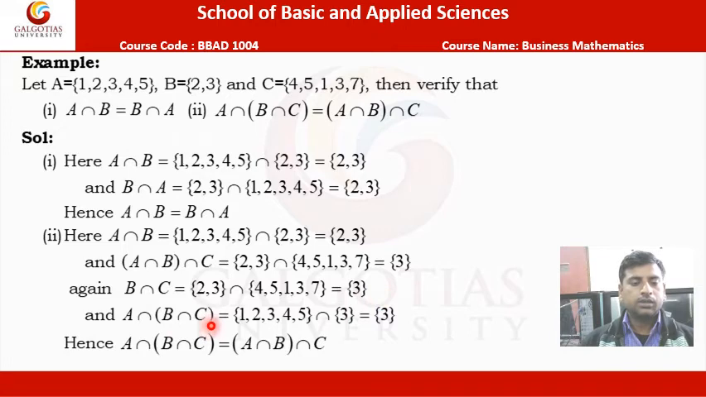Now we will find the intersection of B intersection C with respect to A. That means we find the common elements between set A and set B intersection C. The common element between these two sets is only 3. So we can see that A intersection with respect to B intersection C, and A intersection B intersected with C, both are equal. Hence the associative property with respect to intersection is verified.